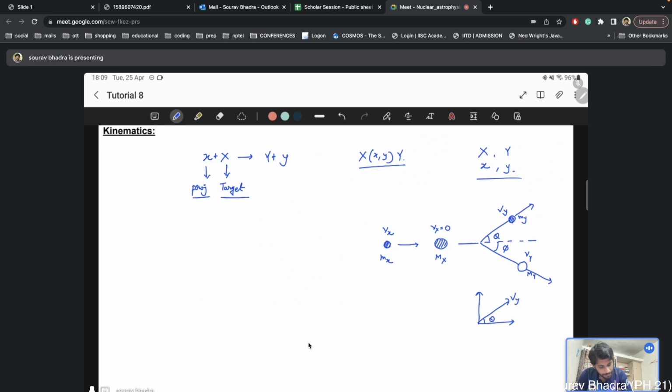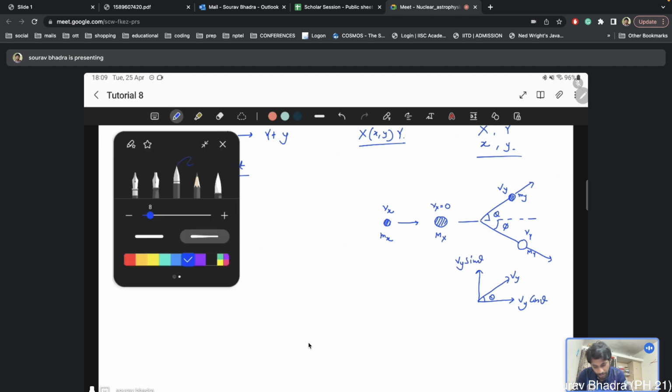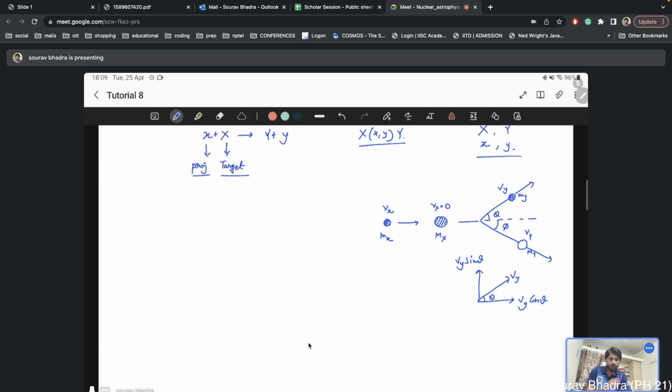Okay, so if it is Vy as shown in the figure, then this part will be Vy cos theta and this part will be Vy sin theta. This you have done in your basic vector analysis course. Then we will conserve the linear momentum along two directions, that means this x direction and this y direction.